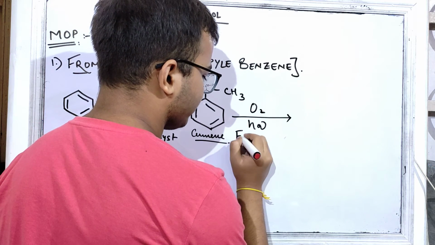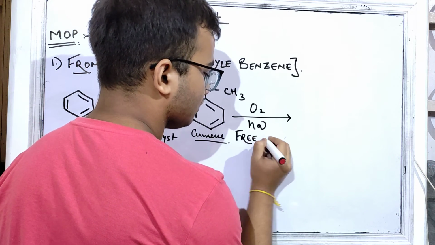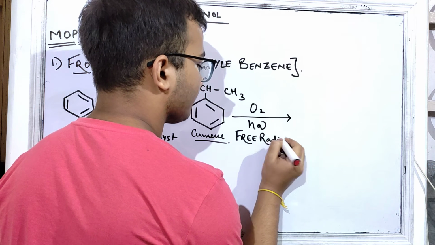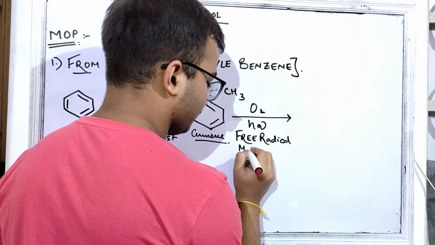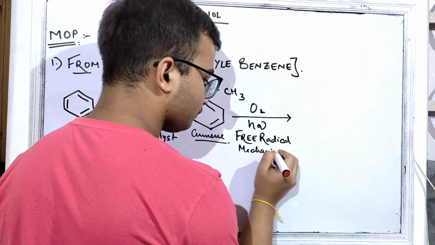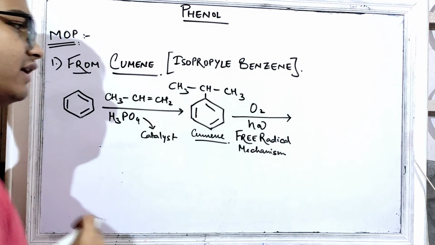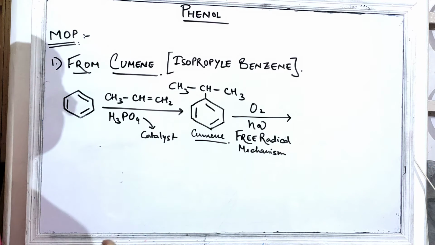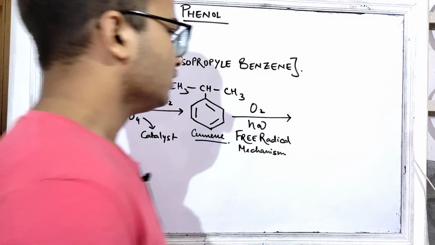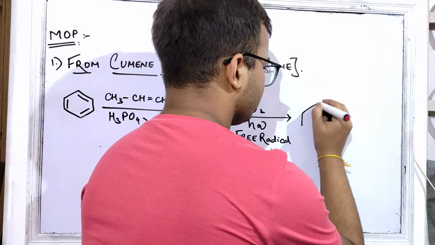So let's write here free radical mechanism. All right, this occurs by the free radical mechanism. So after the action of oxygen and h nu on the cumene, we get cumene hydroperoxide. So it looks like this.